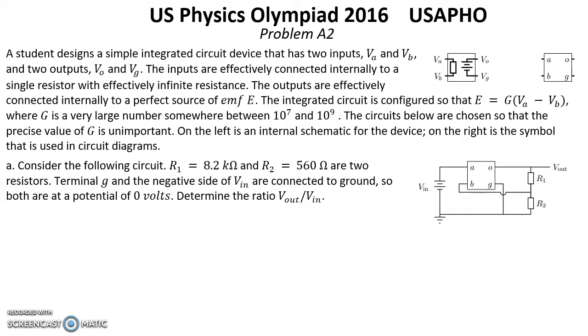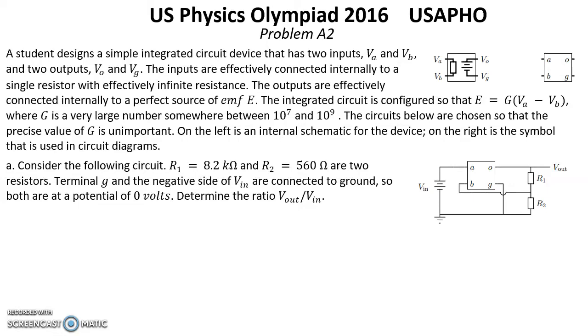On the left is an internal schematic for the device. On the right is the symbol that is used in circuit diagrams. Question A. Consider the following circuit. R1 equals 8.2 kilo ohm and R2 equals 560 ohm are two resistors. Terminal G and the negative side of V in are connected to ground, so both are at a potential of 0 volts. Determine the ratio V out to V in.